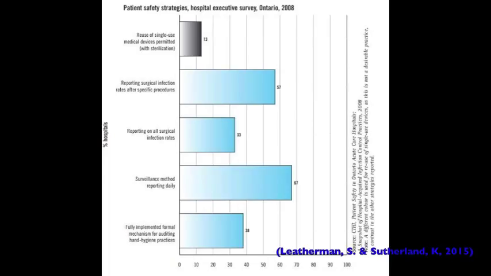This bar graph depicts the percentage of hospitals in Ontario in 2008 that implemented in-hospital infection prevention initiatives such as reuse of single-use medical devices permitted, reporting surgical infection rates after specific procedures, reporting on all surgical infection rates, surveillance method reporting daily, and lastly, fully implemented formal mechanism for auditing hand hygiene practices.